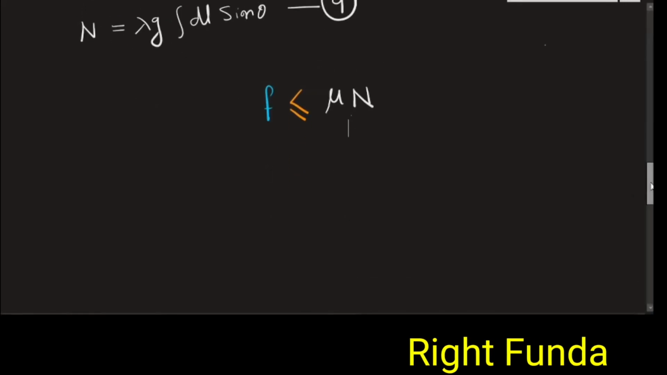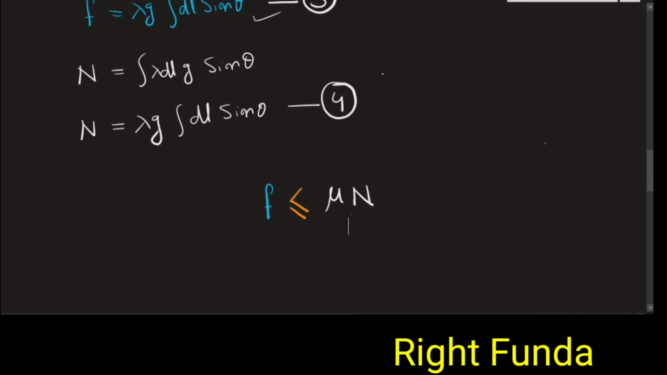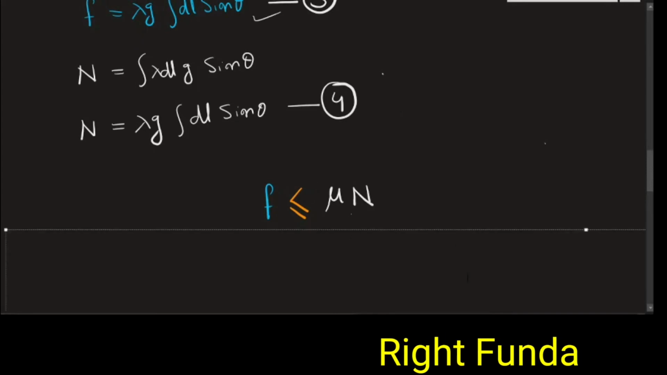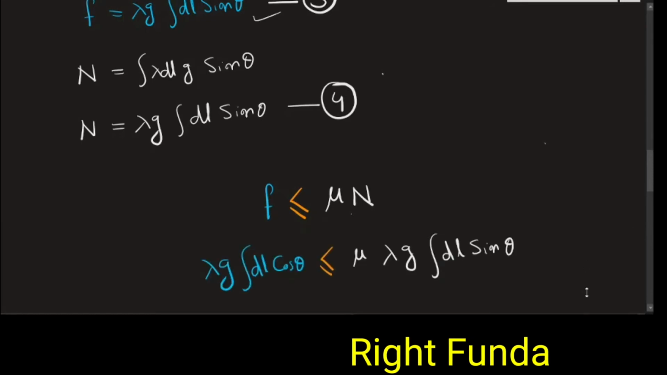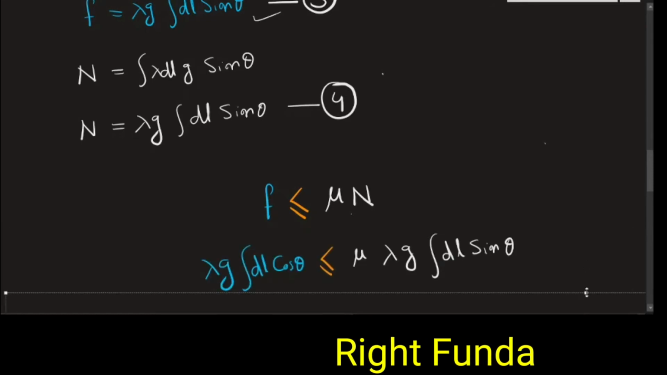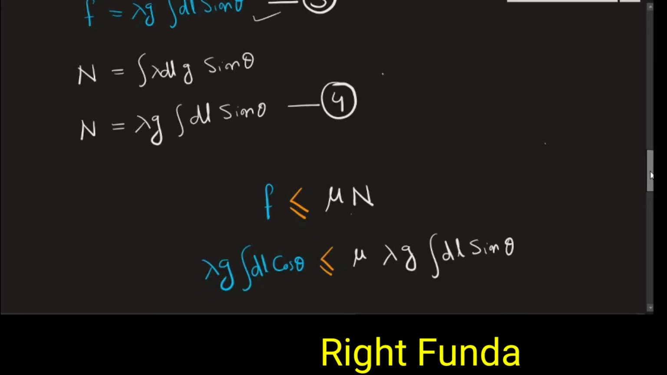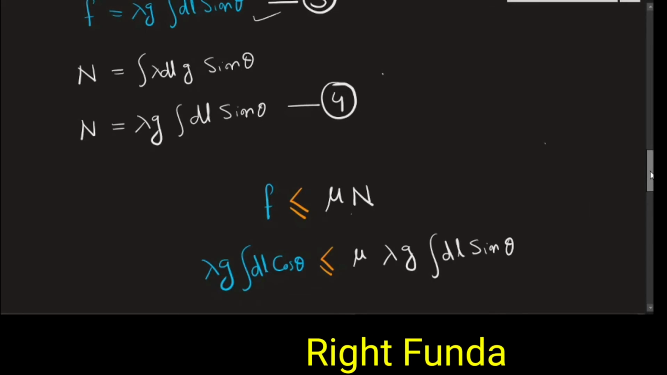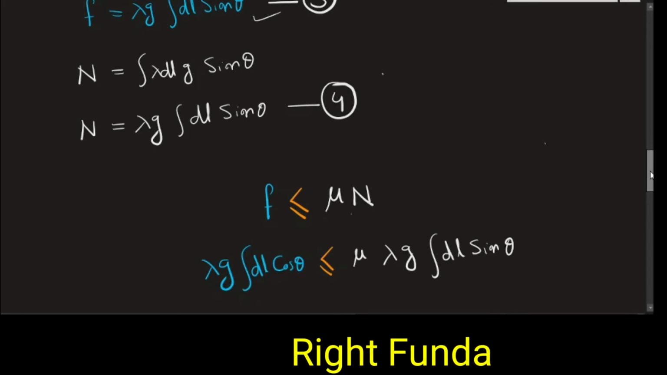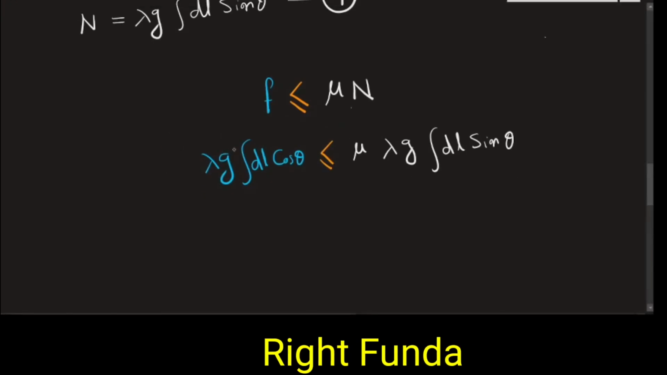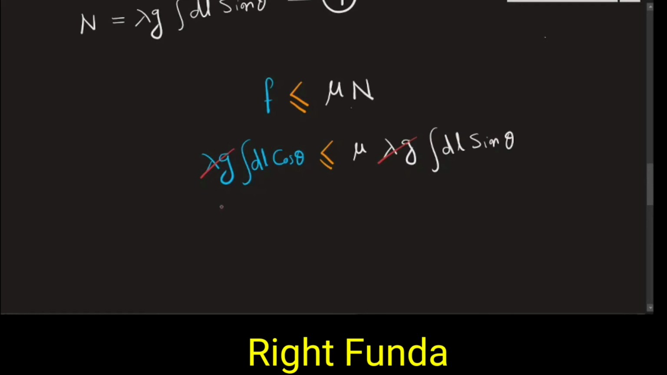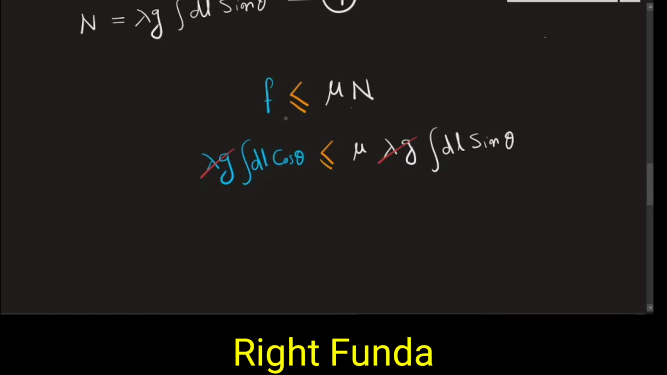So if I take the values of F and N from equation number three and equation number four and substitute the friction force and normal force, I can write on the left-hand side lambda g integration of dl sin theta is less than mu lambda g into integration of dl cos theta. If I want to cancel, then lambda g can cancel. Now the question arises, how to integrate?